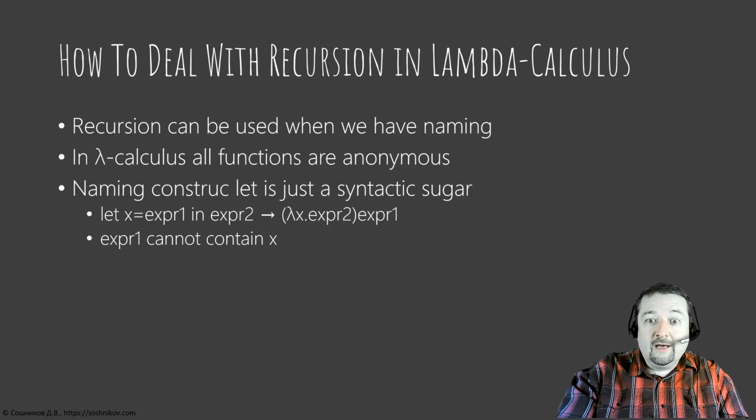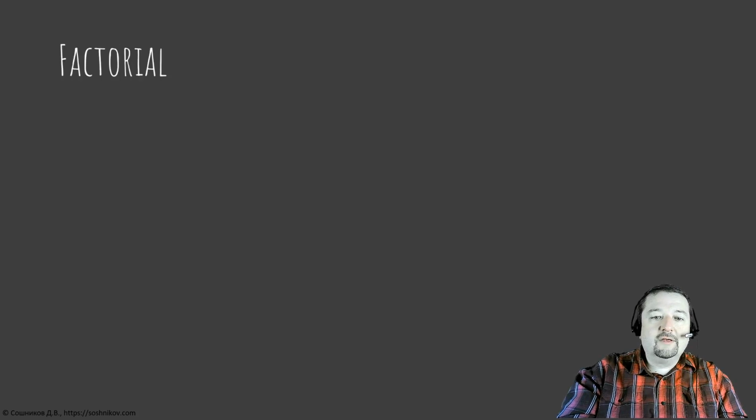How is it done in mathematics, in lambda-calculus, and in functional programming as well? And let's again take a factorial as an example. So let me define the factorial in this manner. Just for simplicity, I write the normal if operator.